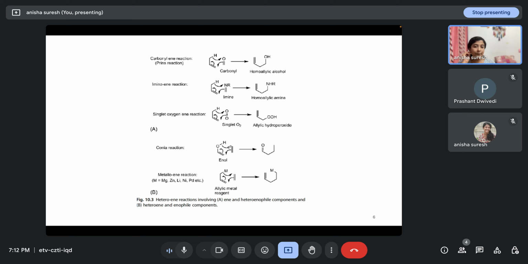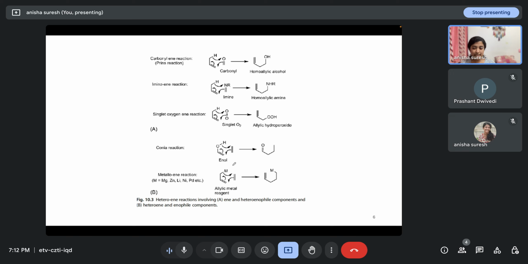So the enol is the ene component here and the alkene is the enophile. So the hydrogen is transferred to this carbon of the enophile, a carbon-carbon bond is formed here and this double bond is shifted here, resulting in the formation of this aldehyde. In the case of metallo-ene reaction, the metal can be magnesium, zinc, lithium, nickel, palladium, etc. So an allylic metal reagent is involved in the metallo-ene reaction along with an alkene. So the metal is getting transferred to this alkene. A carbon-carbon bond is formed here, and this is shifting here, resulting in the formation of this as the final product. So these are the different types of hetero-ene reactions.